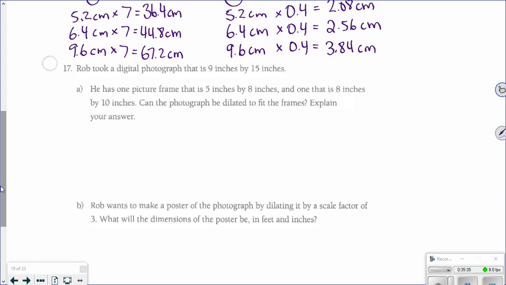We want to compare our original to the 5 by 8 frame, and then compare our original to the 8 by 10 frame to see if they're going to fit. My original is 9 by 15, and I want to try and put it into a frame that is 5 by 8.